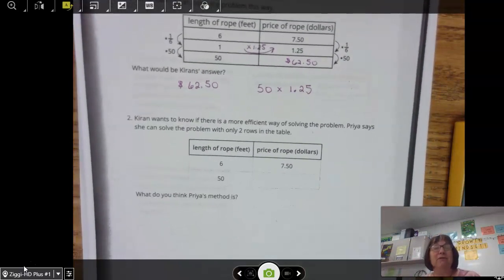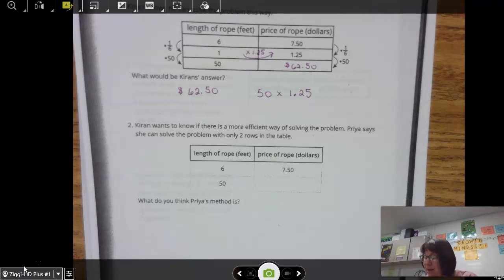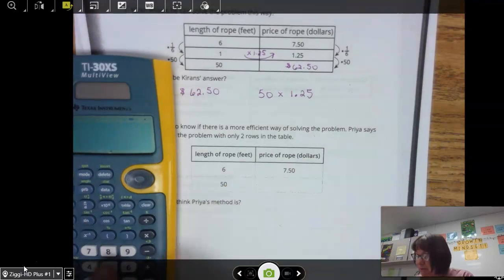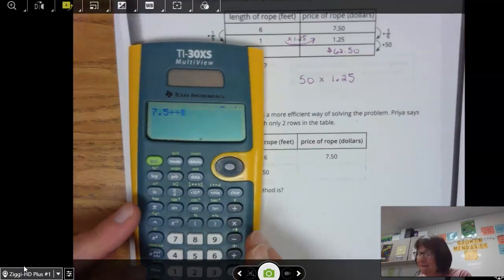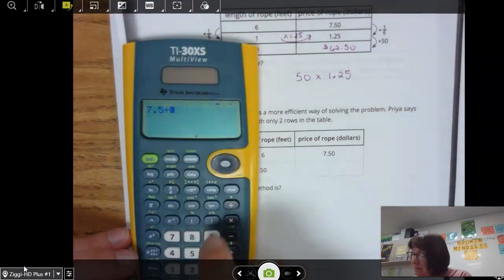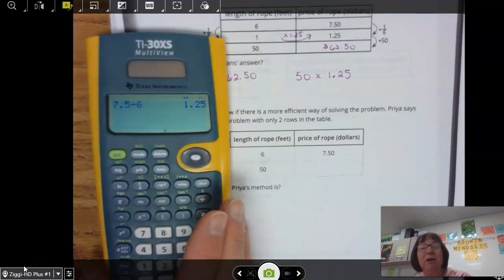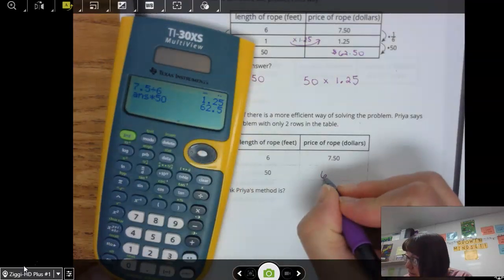Now Kieran wants to know if there's a more efficient way of solving the problem. Priya says she can solve the problem with only 2 rows in the table. So how is she going to cut down on the 2 rows? What do you think she did? Well, Priya found the constant. She took 7.5 and divided by 6. And that gave her $1.25, which she can now, she knows the price per foot, she can take that times 50 and get the $62.50.